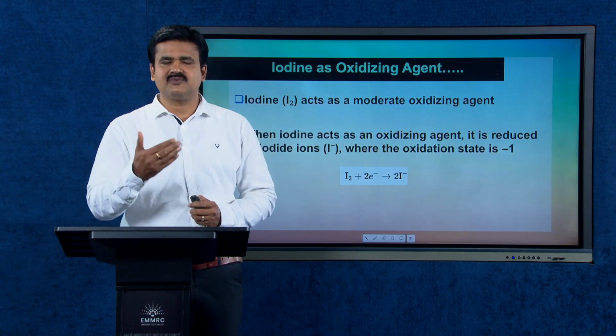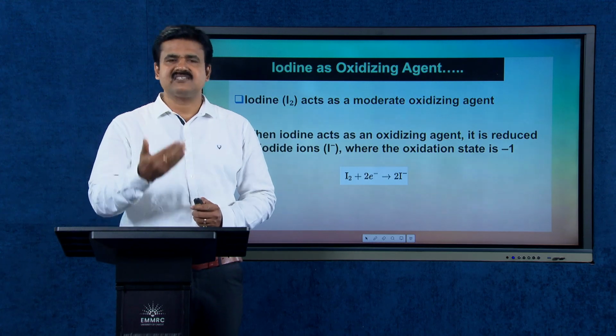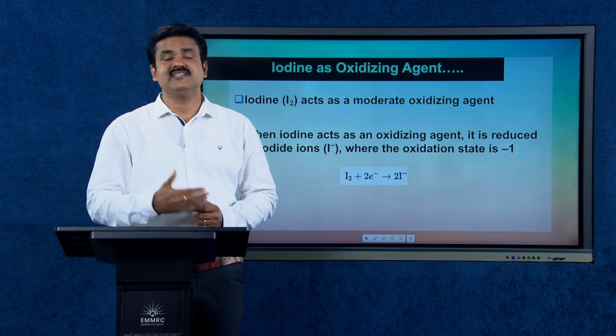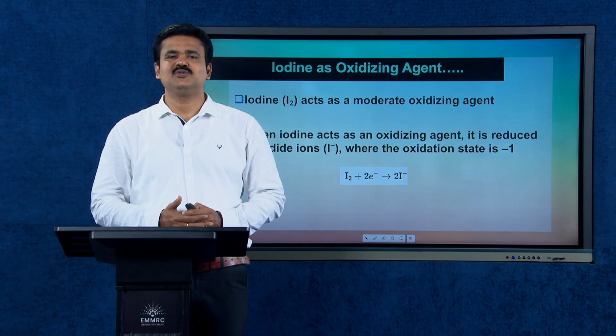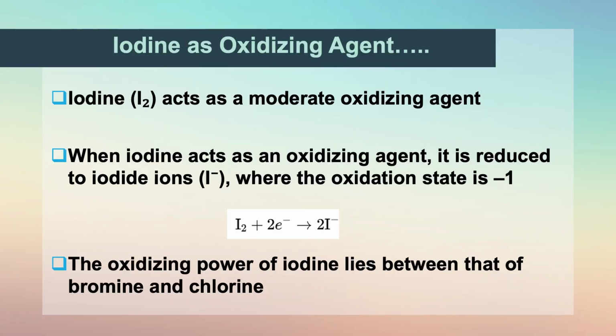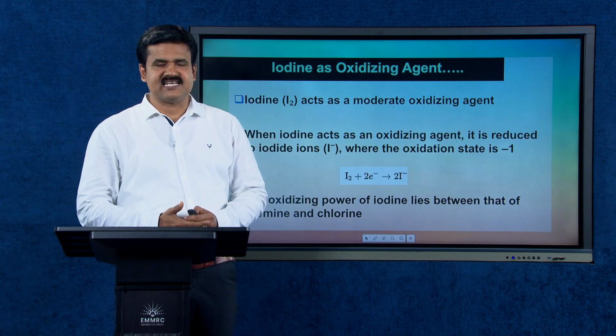In the case of the iodide ion, the oxidation state is -1. So, when iodine acts as an oxidizing agent, it gets reduced to I-. That is, I2 plus 2 electrons produces 2I-. On the left hand side, iodine I2 is present in zero oxidation state, whereas on the right hand side, I2 is converted to the I- ion where its oxidation state is -1. The oxidizing power of iodine lies between that of bromine and chlorine. So, iodine is a moderate oxidizing agent.